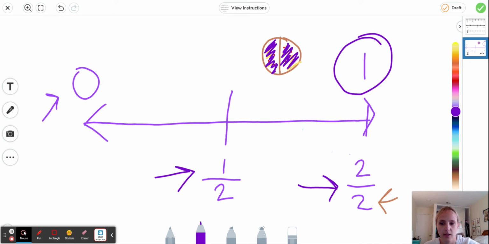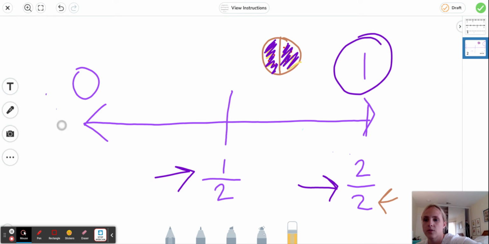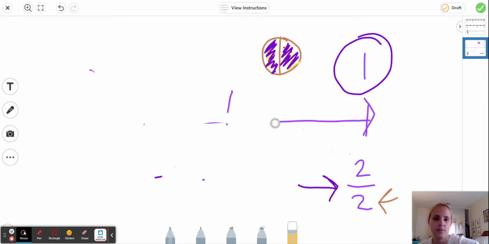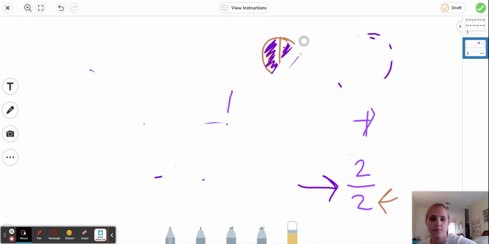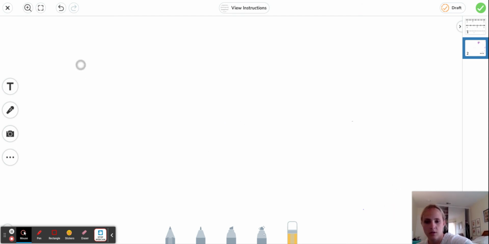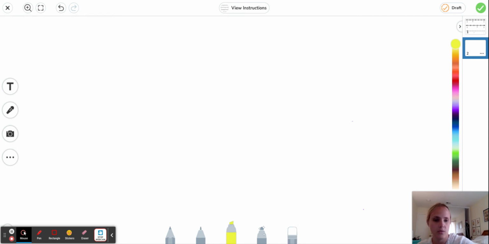Okay, let's do one more. Let's erase this. Bear with me. Can I make this eraser bigger? Yes, I can. Nice. Let's do a little bit of a harder one.